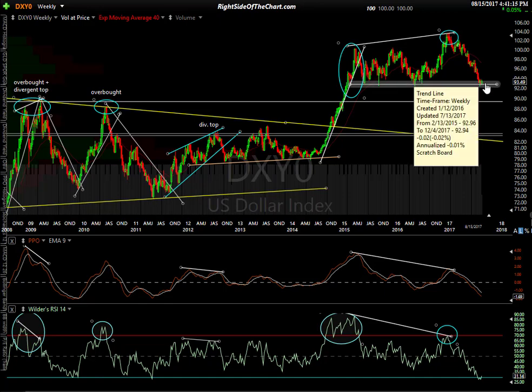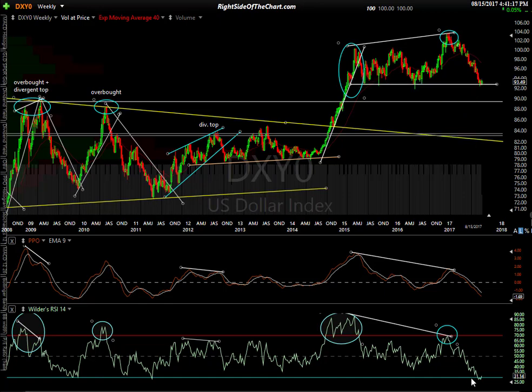And what we have here is the dollar at support while oversold. Initially, when I was talking about the breakout in the euro last week, my expectation was for a mild pullback, and so far that's what we've had. I'll get down to the 60-minute charts in a second. Now, here's the thing.